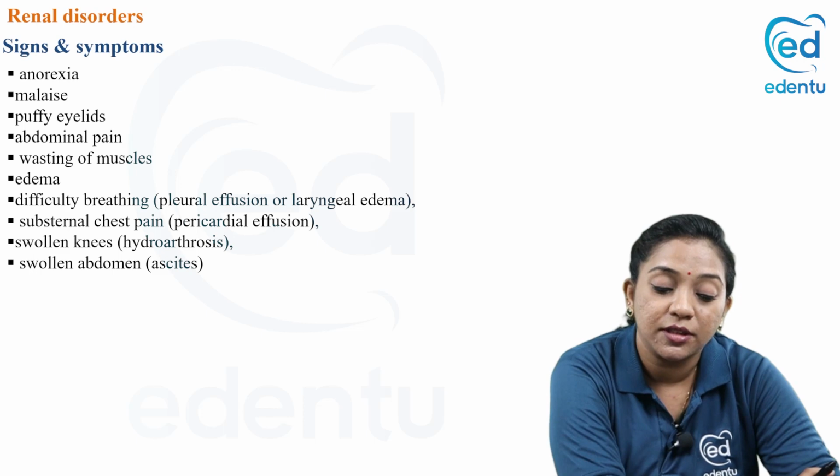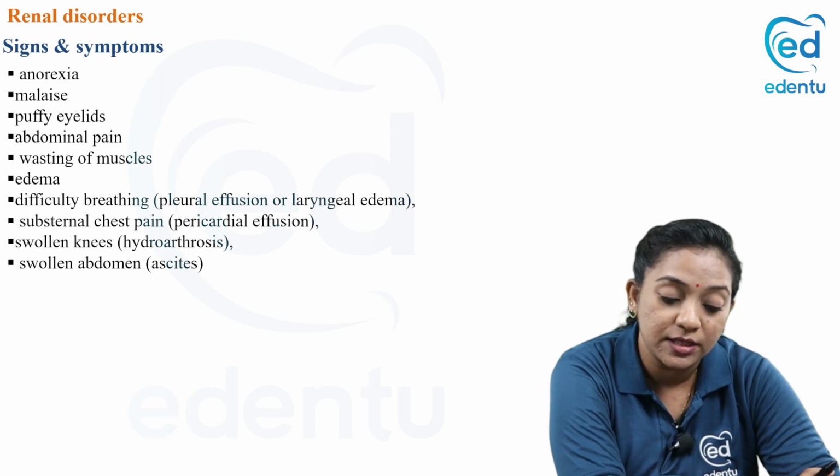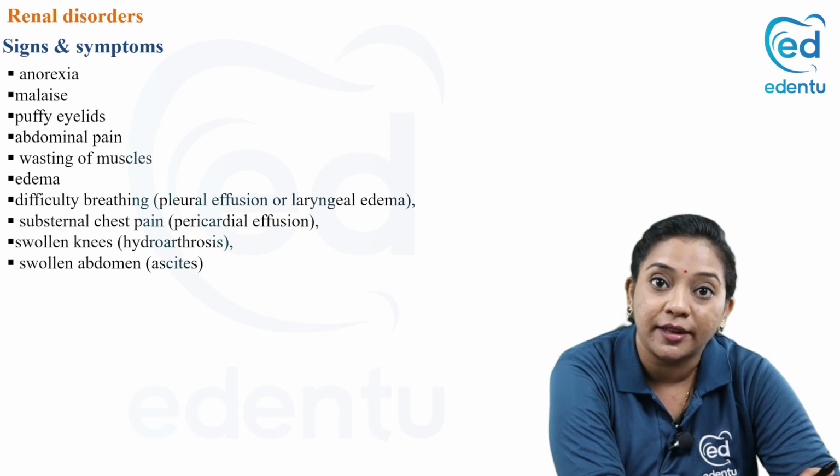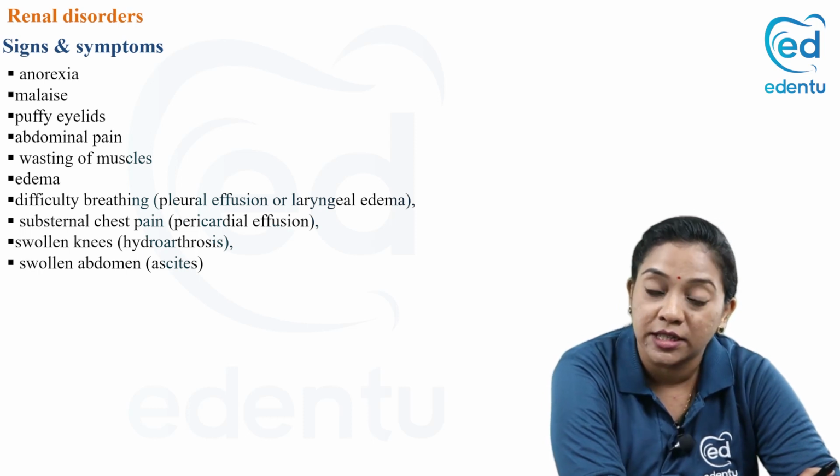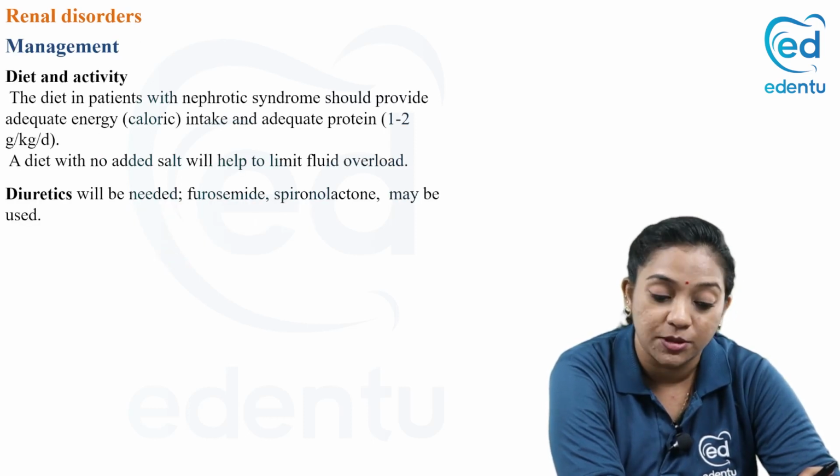The signs and symptoms: anorexia, malaise, puffy eyes, abdominal pain, wasting of muscles, edema, pruritus, swollen knees, swollen abdomen. That is, swollen abdomen is also known as ascites. These can be the signs and symptoms.